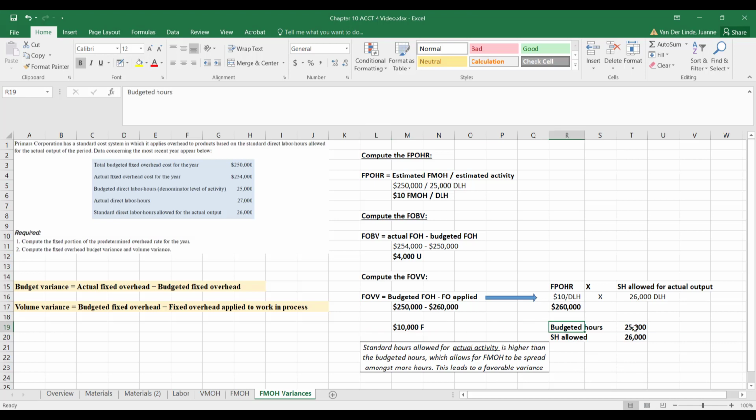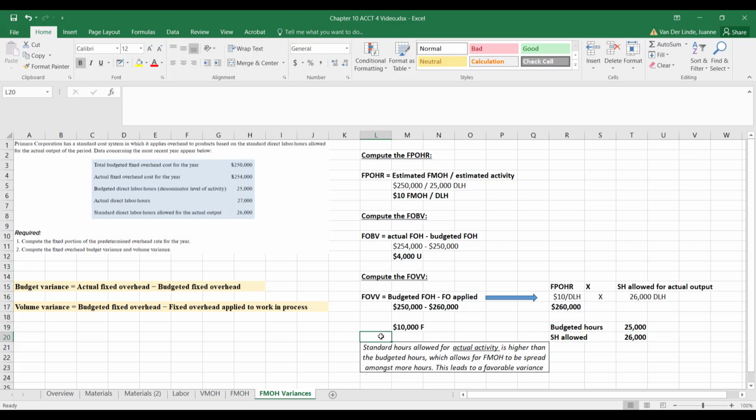Another way to look at this is when you look at the hours that each of those amounts is based off of. The budgeted fixed overhead is based off of 25,000 budgeted hours, and the fixed overhead applied is based off of 26,000 hours allowed for the actual level of activity. So another way of determining whether it's favorable or unfavorable is whether or not the standard hours is more or less than budgeted hours. When the standard hours allowed is more than the budgeted hours, you will have a favorable volume variance. But when the budgeted hours are more than the standard hours allowed, you will have an unfavorable variance.